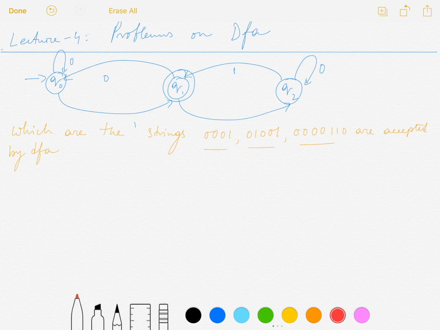It is very easy. We have to check whether, after consuming this string, the machine will reach the final state, that is Q1, or not. So 000 is there, 000 we can move within Q0, and after that when it gets 1, it should reach Q1. So 0001 will be accepted by this machine.